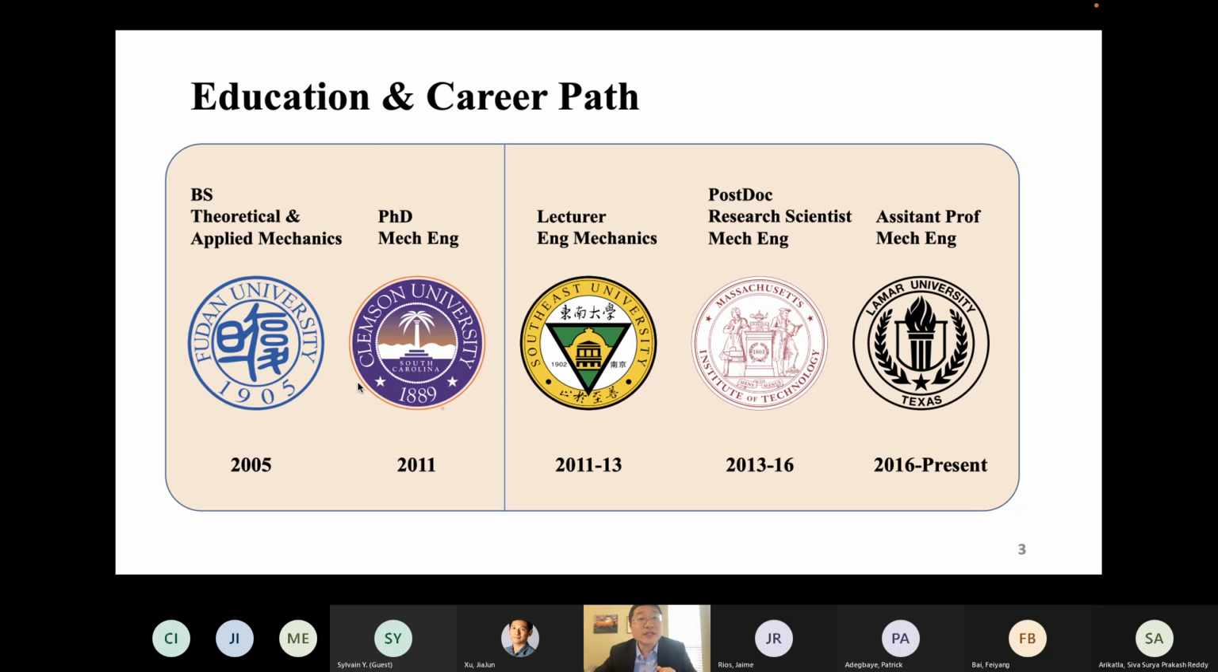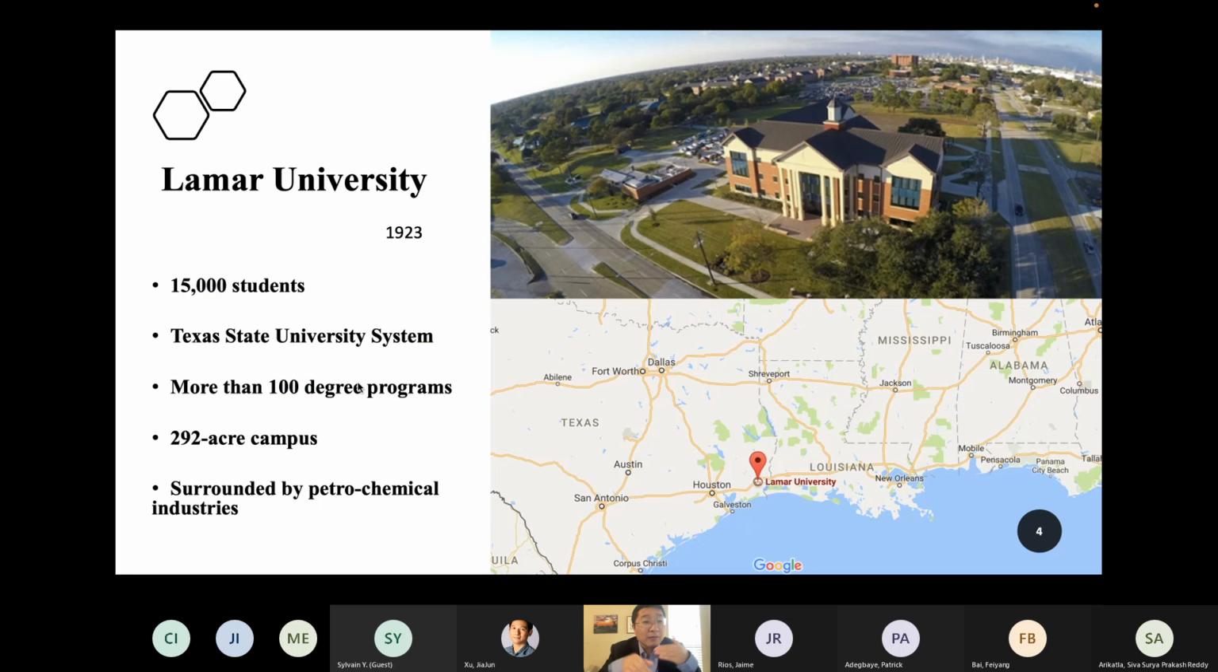Talking about Lamar University, it is a public university in Texas. It's part of the Texas State University system. We have about 15,000 students, and we offer more than 100 degree programs. If you see our location, it is east of Houston, on the border with Louisiana. So in the past few years, we have had lots of hurricanes visit us. That's been really quite harsh, quite difficult.